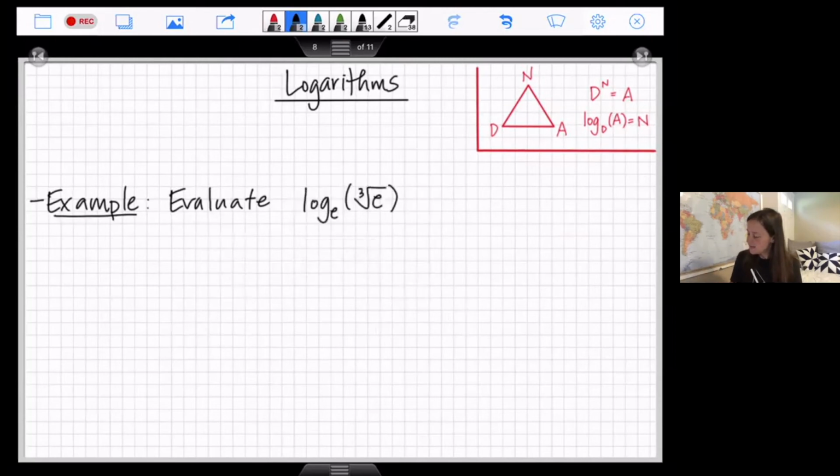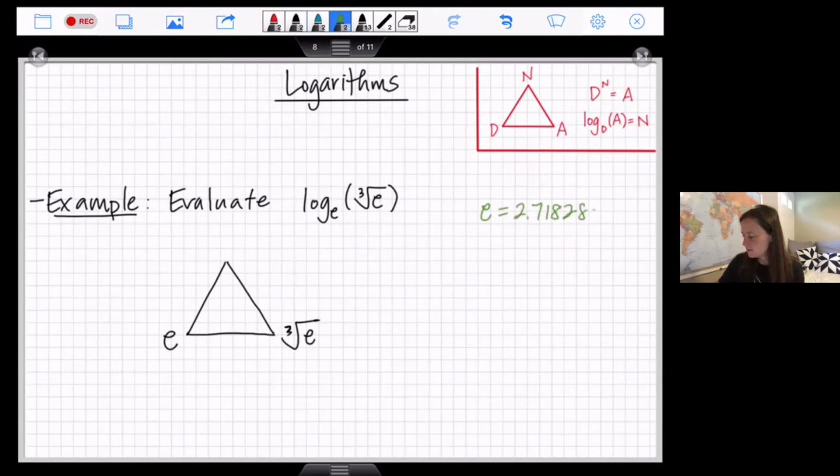All right, log base e of the cube root of e. Okay, let's write this on our triangle. We're going to have to remember a couple of things that we've learned recently. E on the bottom left, cube root of e on the bottom right. And we're looking for an exponent that's going to turn e into the cube root of e. Let's remember that e is that number 2.71828 and so on. And let's also remember our exponent rule. A to the m over n is equal to the nth root of a to the m.